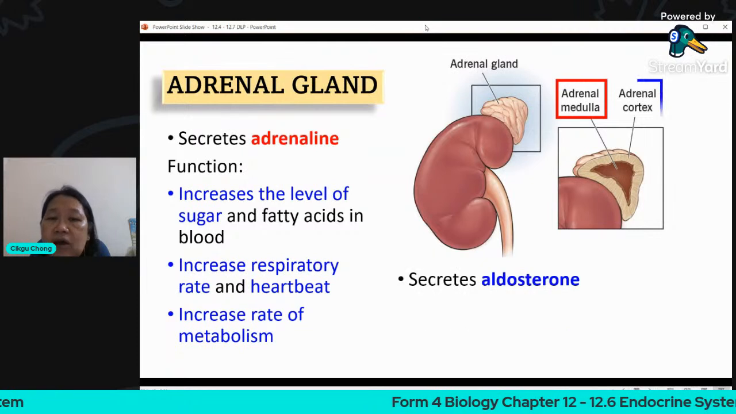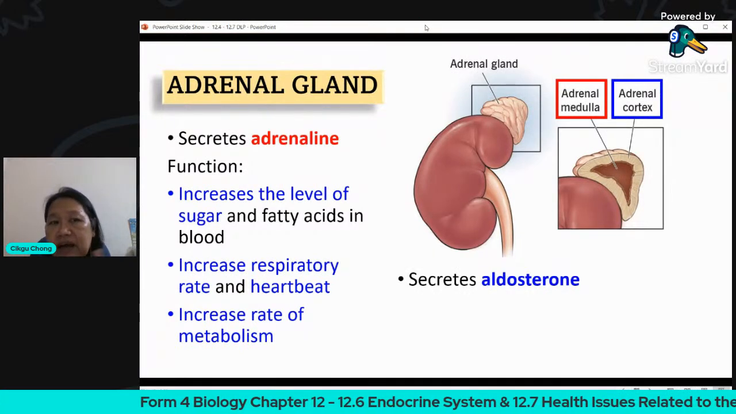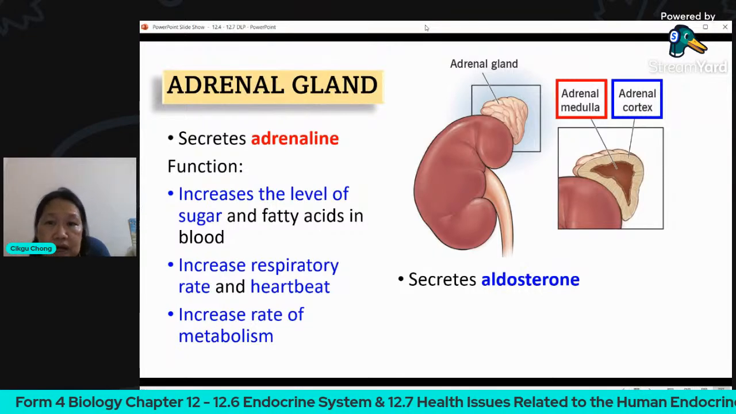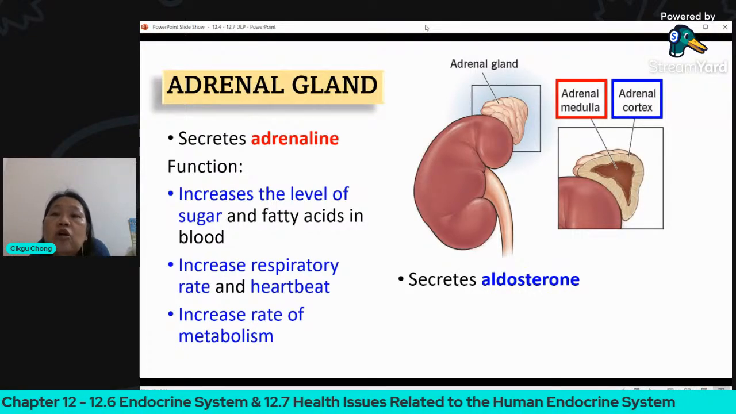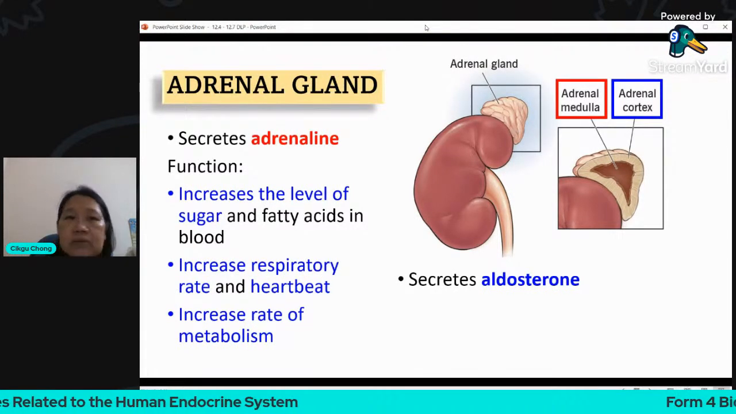Now there's another hormone from the adrenal gland also. This is called aldosterone. Aldosterone, you see I color coded. Adrenaline, I put red color. It comes from the medulla. Aldosterone comes from the cortex. It's the outside layer of the tissue there. Okay, if you can remember, good. If you cannot remember, never mind.